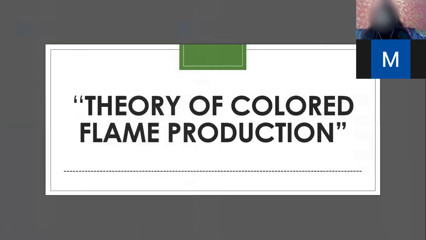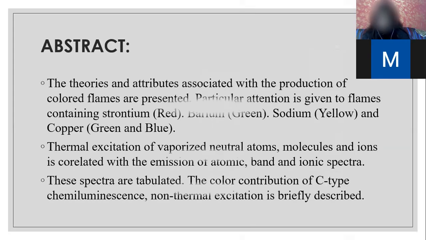Now, what is the theory of colored flame production? Abstract. The theories and attributes associated with the production of colored flames are presented. Particular attention is given to the flames containing strontium red, barium green, sodium yellow, and copper green and blue. The thermal excitation of vaporized neutral atoms, molecules, and ions is correlated with the emission of atomic, band, and ionic spectra.